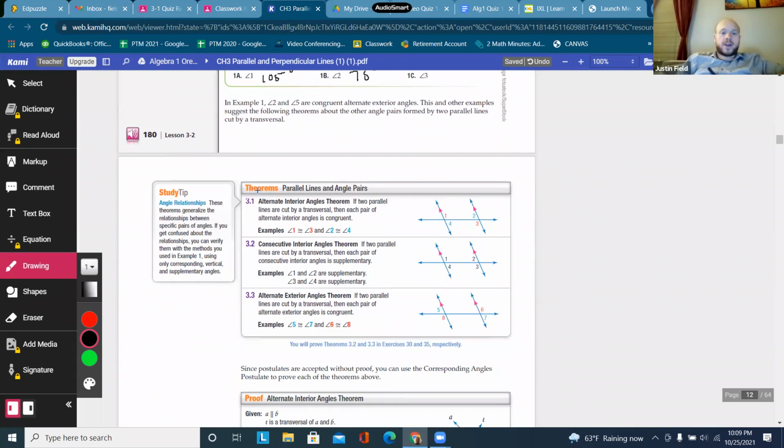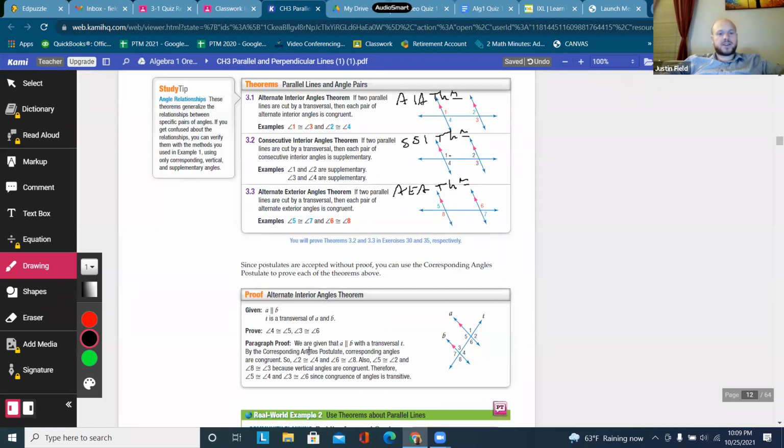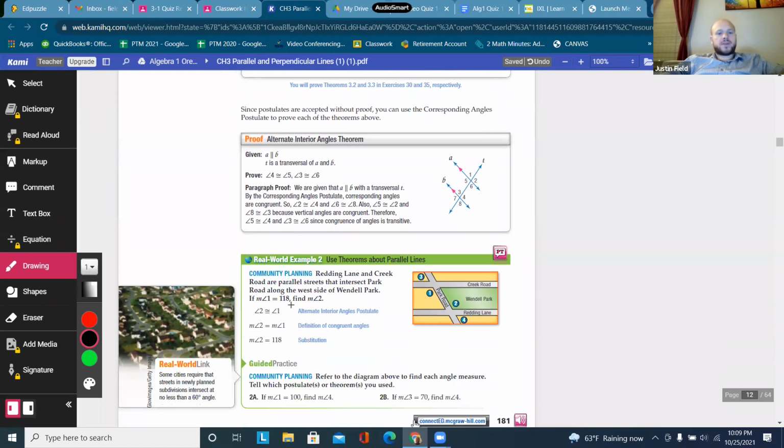But we also have the AIA theorem, the alternate interior angle theorem. So the alternate interior angles are congruent. I call this the SSI theorem, the same side interior angles: consecutive interior angles are supplementary. In the AEA theorem, the alternate exterior angles are congruent. I don't know why they don't have it, but the SSEs, same side exterior angles, are also supplementary.